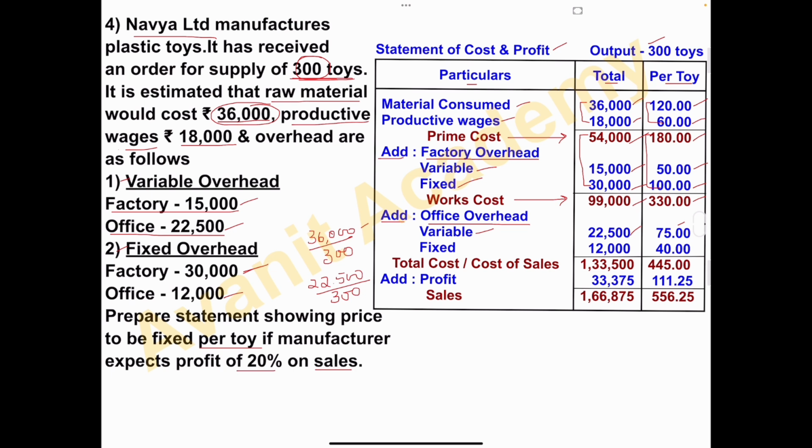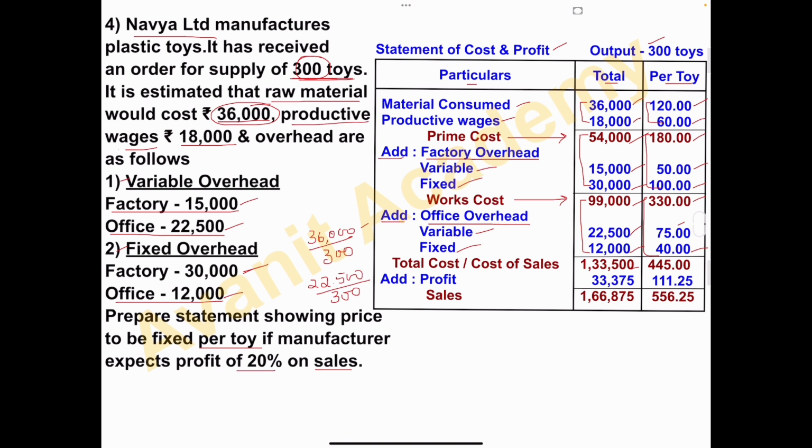Next is fixed. Under this fixed overhead, office overhead amount is 12,000. Write here 12,000. 12,000 divided by 300, and the amount is 40. Add these three amounts. 99,000 plus 22,500 plus 12,000, and the total is 1,33,500.